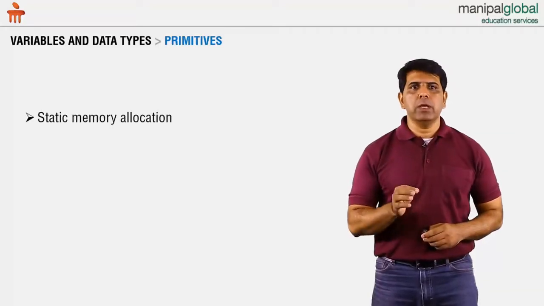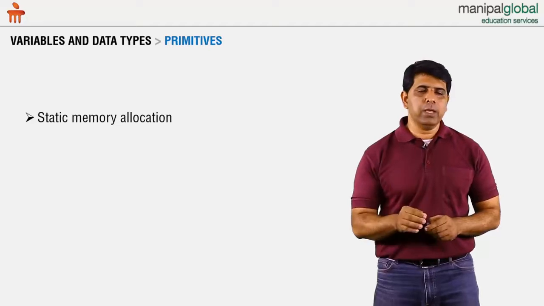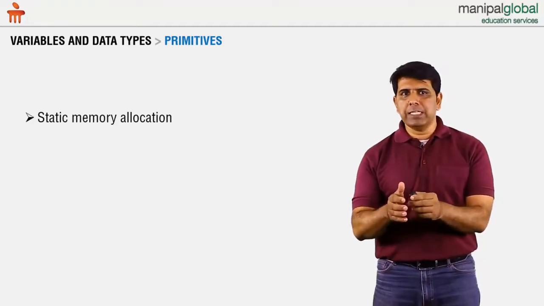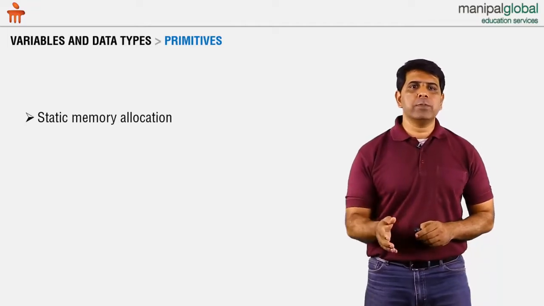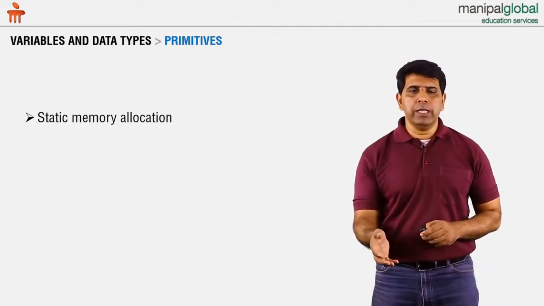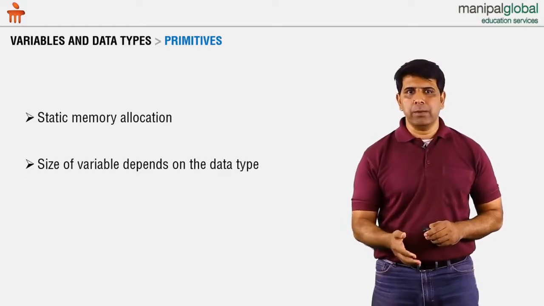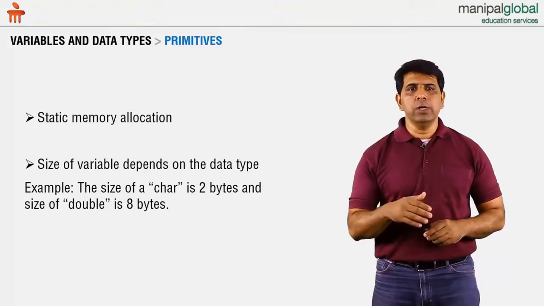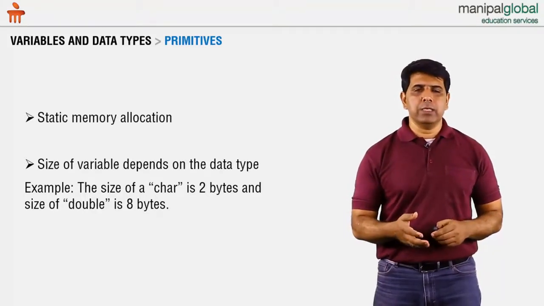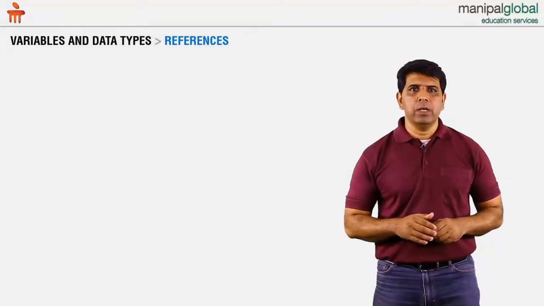Now, for primitives, memory allocation takes place instantaneously, meaning as soon as the compiler finds a variable being declared, it allocates memory. The size of this memory is already known, as we just discussed. The size of the variable depends on the data type. For example, size of char is 2 bytes, size of double is 8 bytes. So the compiler is already aware of these things, and as soon as it finds such a variable, it just defines that.